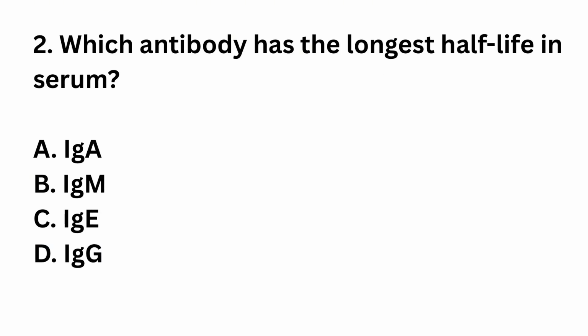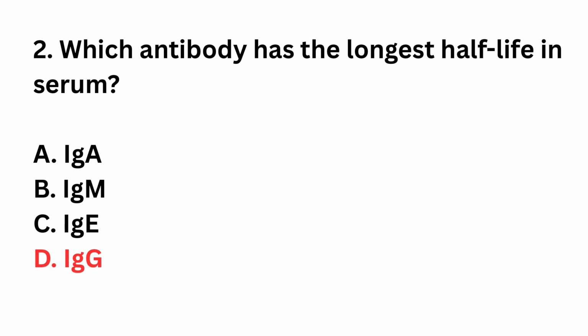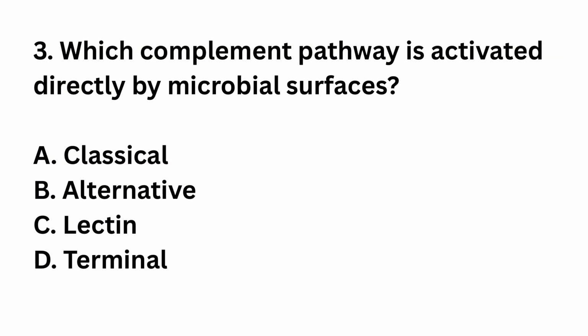Question number 2. Which antibody has the longest half-life in serum? IgA, IgM, IgE, IgG. The right answer is option D, IgG. IgG remains in circulation for about 21 days. This allows prolonged protection.